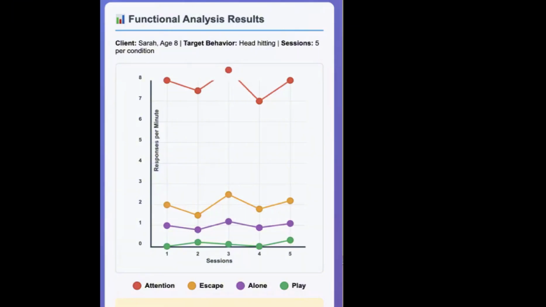And you can see that the 8 occurrences indicate to us that we do see head hitting occurring for attention-seeking behavior. Okay, so this gives us a pretty clear indication that yes, it's attention-seeking. What should we do? We should try to provide attention, and a lot of attention, in other settings that are appropriate so that Sarah, in this case, doesn't feel the need to head hit for attention.